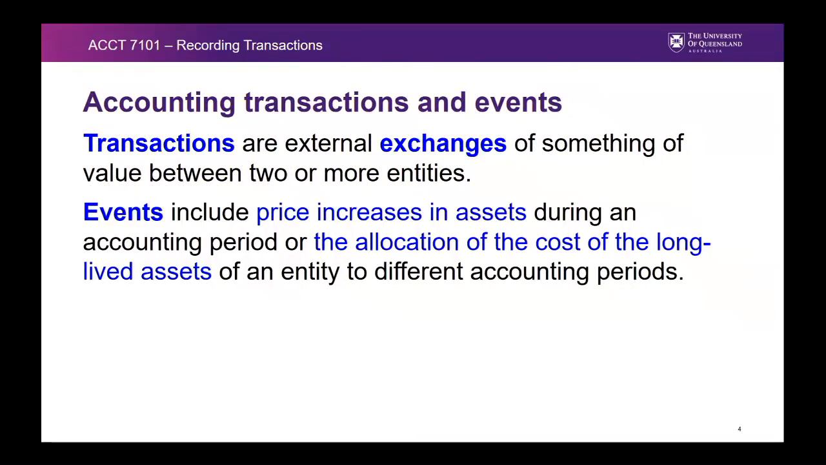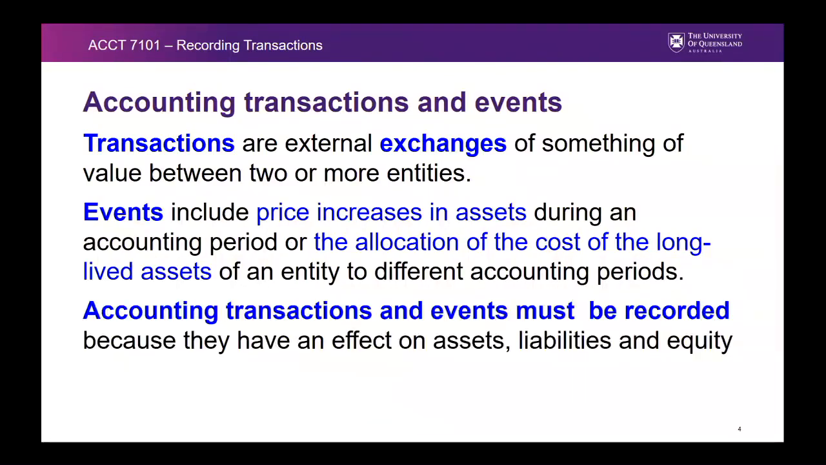What we mean by transactions: generally in an event or a transaction, there's an exchange of something of value between two parties. It often involves assets and liabilities and equity, or could be income and expenses. A couple of examples are where an asset increases in price, or where we're allocating the cost of a long-lived asset, which we'll cover later on and is called depreciation. The idea is that we need to record our events and transactions in accounting terms.